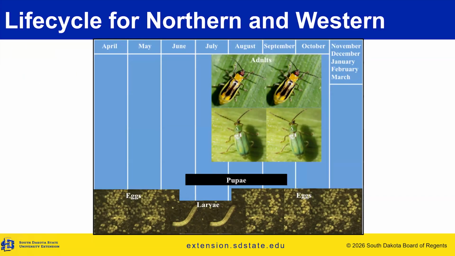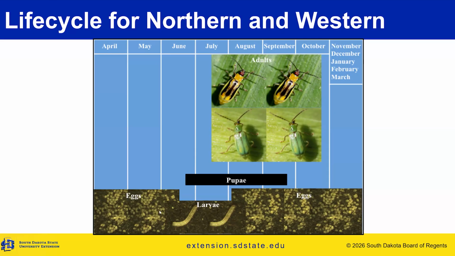So the life cycle for both species is very similar for the northern and the western. Right now, as of sometime this fall, the eggs are in the soil. So the eggs were laid by the adults and they're going to remain in the soil until things warm up and the corn is planted and starts emerging.